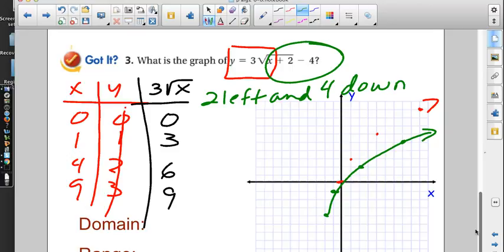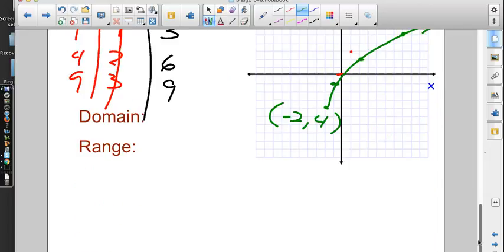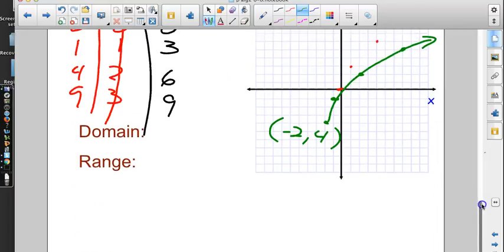Since I see that little domain and range thing down there, I probably want to figure out where that new starting point is. Well, you just told me where it was. It was 2 left and 4 down. That's where it was. So we're going to have something with x and -2, and something with y and 4.